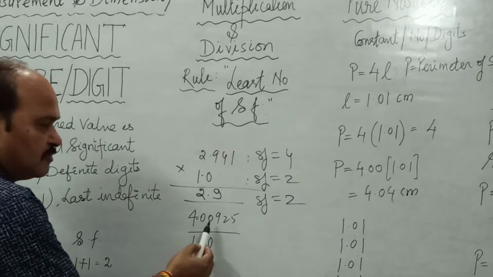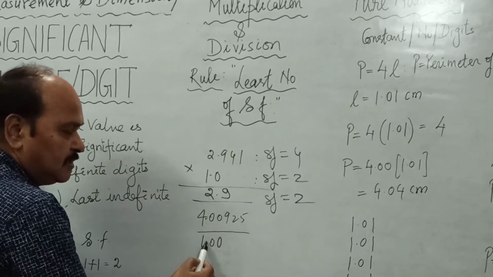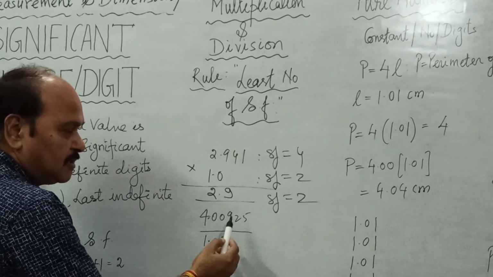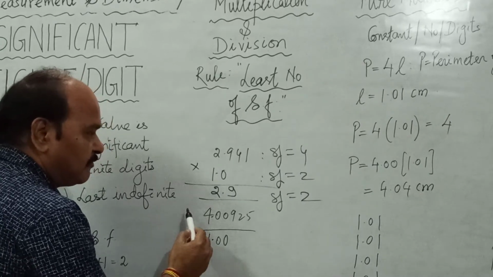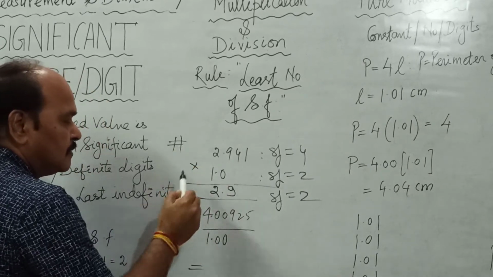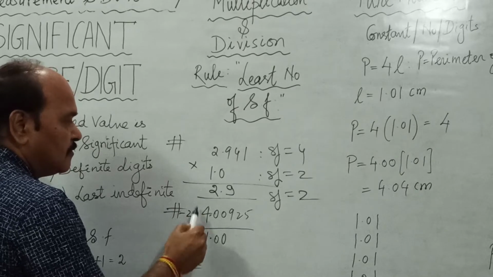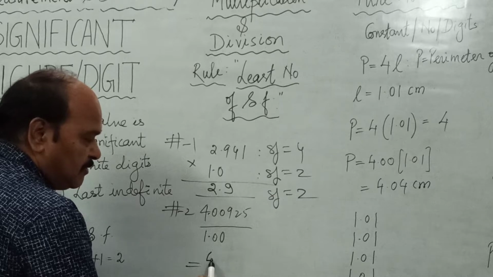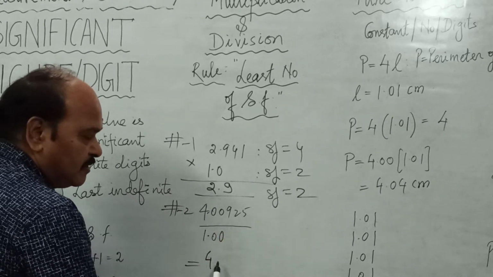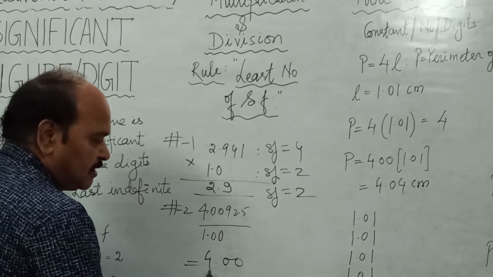Well, this is 4.00925 and this is another digit, 1.00. These are two measured values, and if we wish to divide them, we divide one from the other. This is another example. Well, the answer is going to be what? Normal division is 4.00925, but we have to write the answer in 3SF.